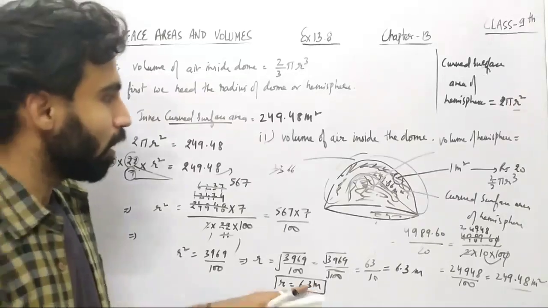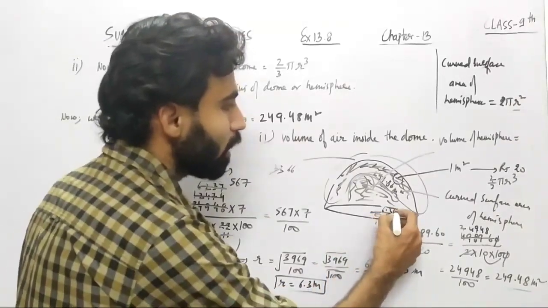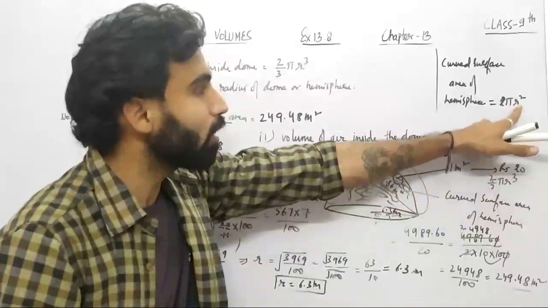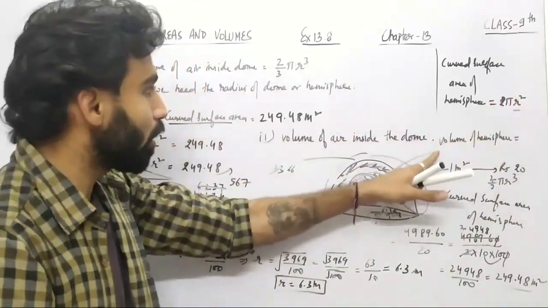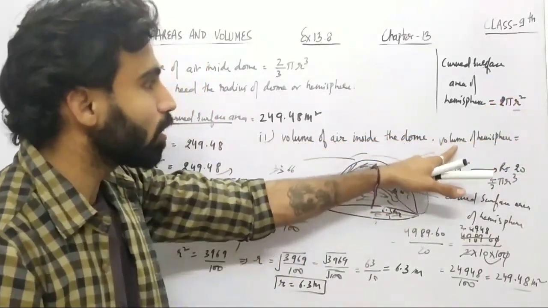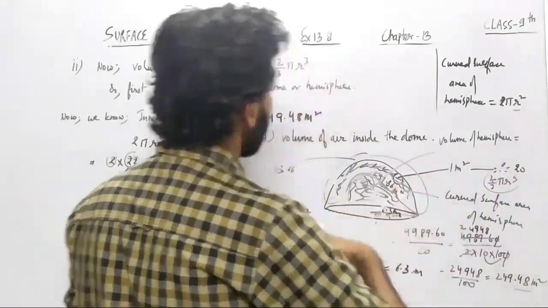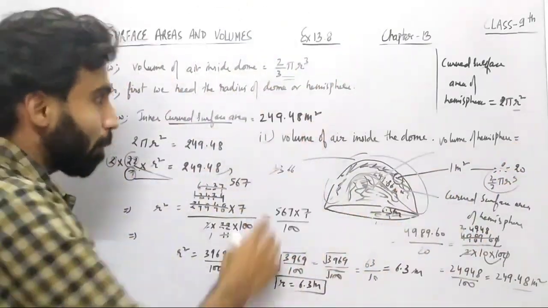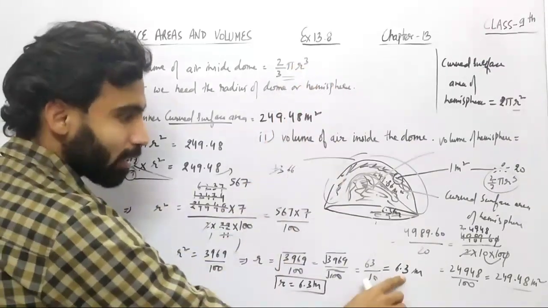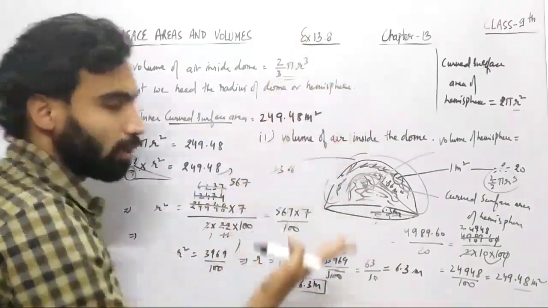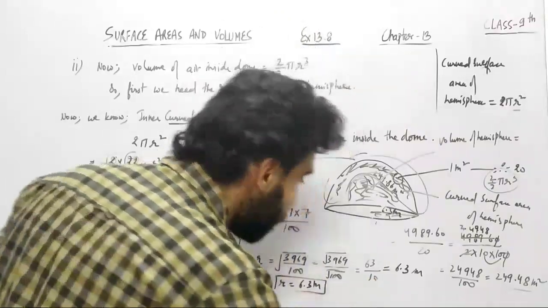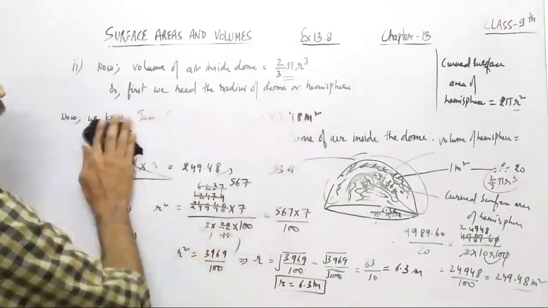Now you can simply put this 6.3 meter radius into, sorry, the volume here, right? So what is the volume? You can see that is calculated by 2 upon 3 pi r cube, right? So here in place of the radius, what will I put? Simply 6.3 meters, right? So this is how we are going to find out further. So let me just rub this.